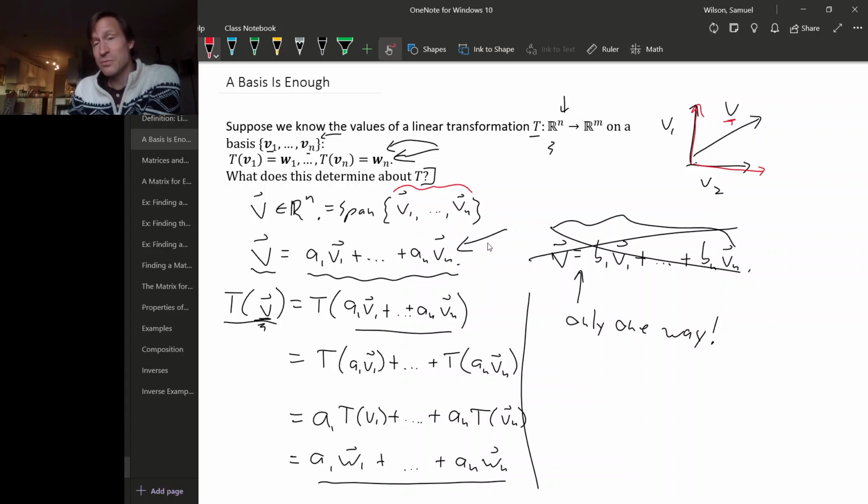So linear transformations are determined by their values only on a basis. So if you want to write down a linear transformation, you don't really have to write down a full-blown formula. You just have to say where a basis goes. And in fact, you only have to say where any basis goes, because as soon as you've said where a single basis goes, everything else about the linear transformation is determined completely.